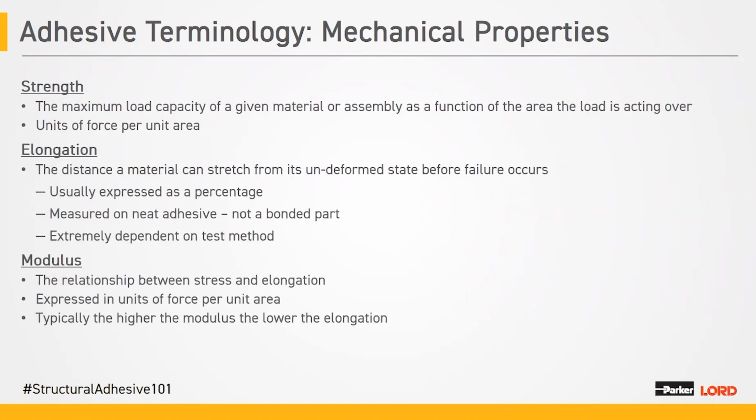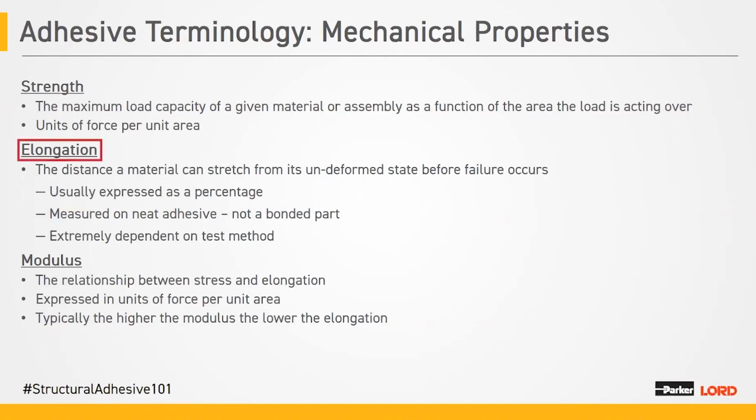So now I'd like to turn to some of the mechanical properties you might see on a data sheet in regards to adhesive terminology. These often refer just to the neat adhesive itself, not how well it's bonding to a particular substrate. The exception here being strength, which is the maximum load or force that can be applied to the adhesive. It's a function of area acting over a certain part. So it's often expressed in pounds per square inch or megapascals, that is, newtons per square millimeter.